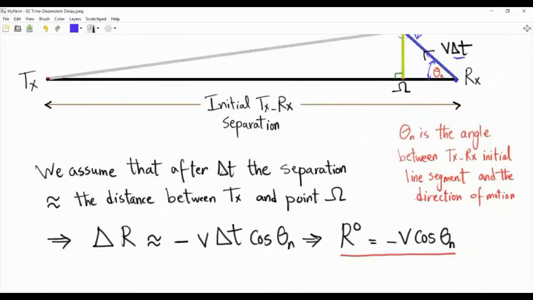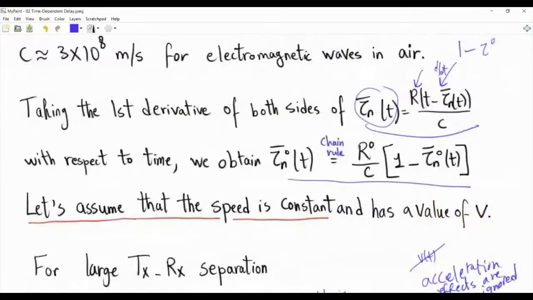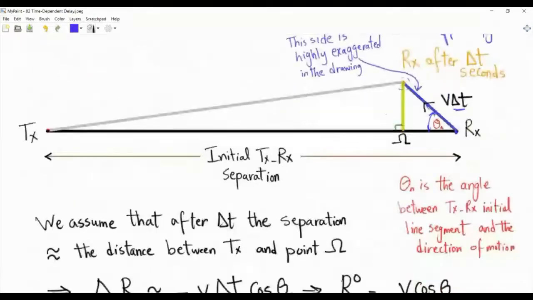Now we want r dot. The objective here is to approximate r dot. Remember, we wrote down an expression for the delay, took the first derivative with respect to time, and applied the chain rule, but we need the derivative of r. Well, you can get r dot by taking the change in distance over delta t, and taking the limit as delta t gets very, very small.